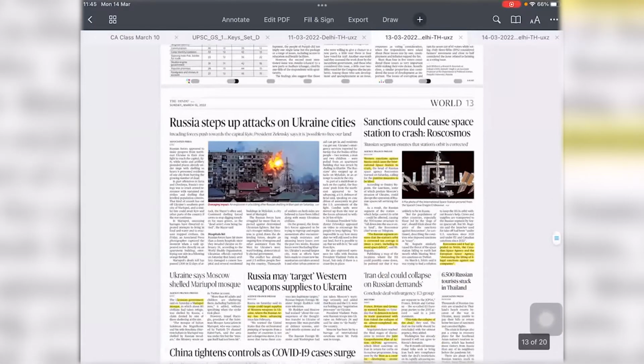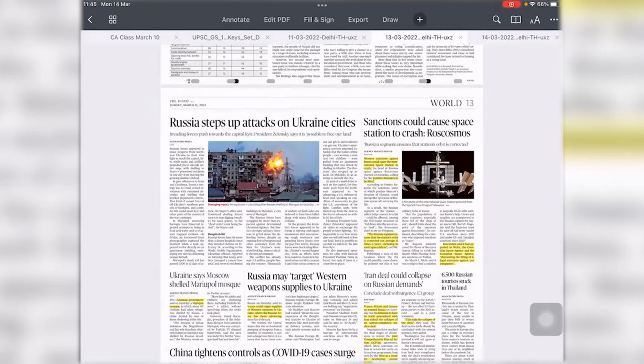Is NIA a statutory body, Srinivas? Why is it a statutory body? Narayan will tell us. Parliament created the National Investigation Agency Act, so the body that came out of the NIA Act is a statutory body.